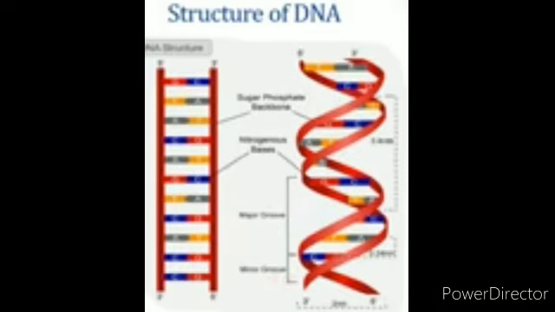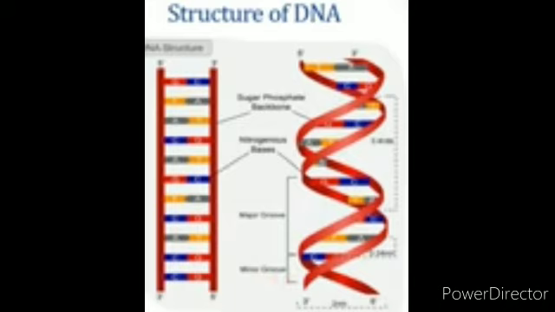It is a double-stranded structure. One strand runs 5 prime to 3 prime and the other strand runs 3 prime to 5 prime, connected by glycosidic bonds. So it is 5 prime to 3 prime, 3 prime to 5 prime. So it is called anti-parallel. The DNA structure is double-stranded, helically coiled, and anti-parallel.